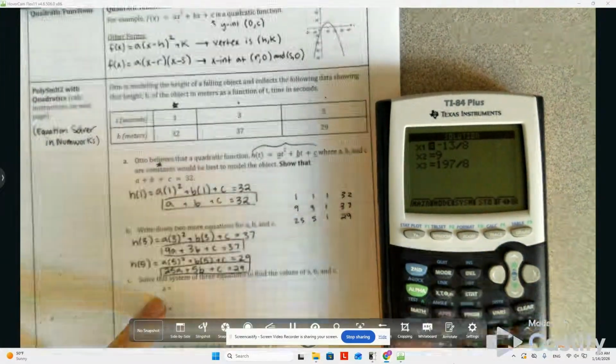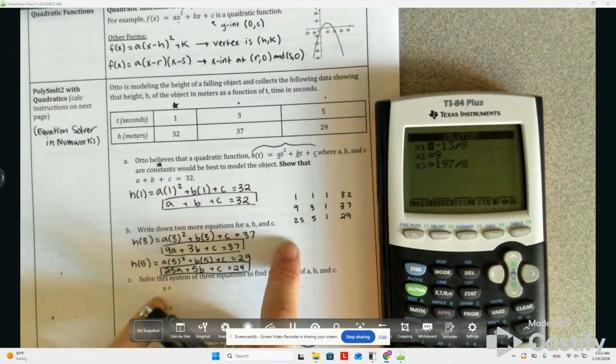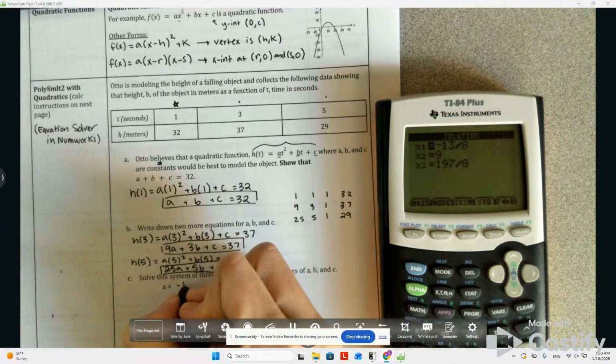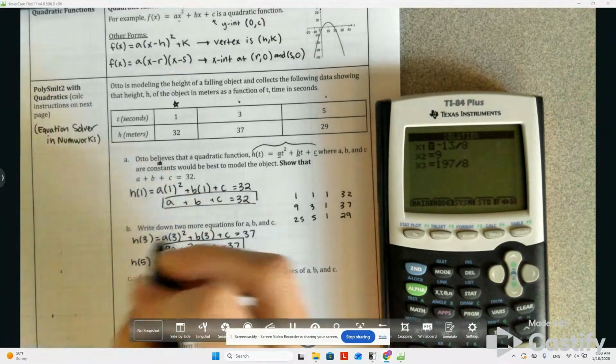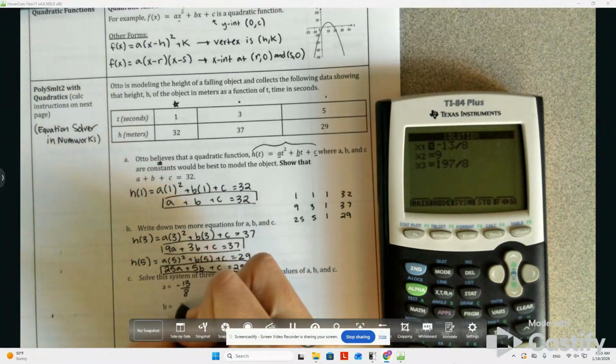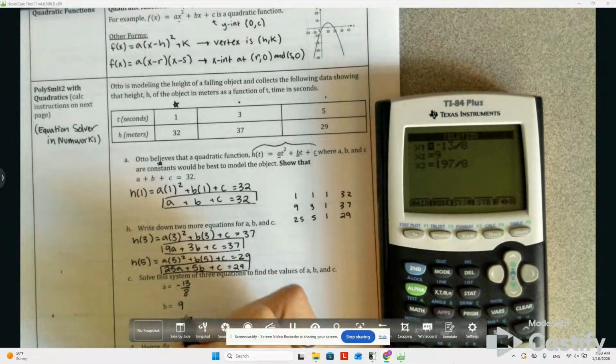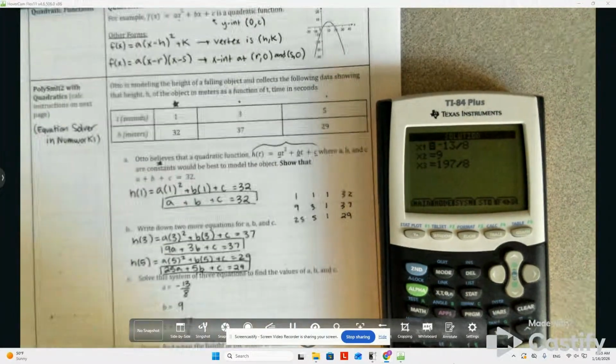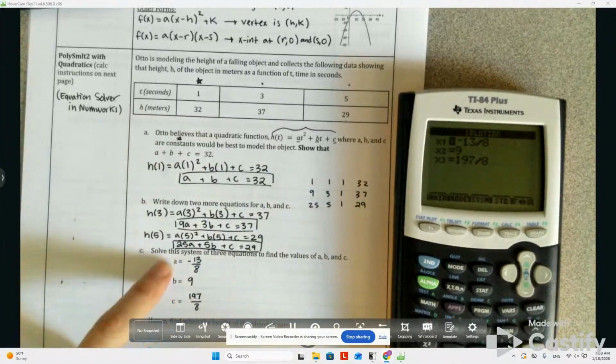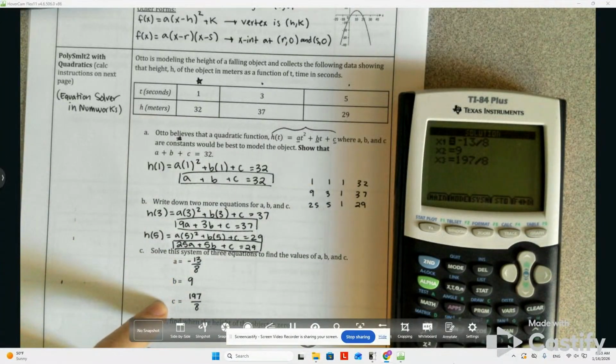So x1 is really our a, so it'd be negative 13 over 8. B is 9, and C is 197 over 8. Having it as fractions keeps it exact, because we're going to go on to use our equation down below.